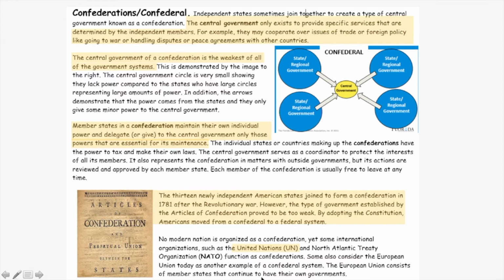And then here's the last little paragraph that tells you what countries or organizations may have a confederation. No modern nation is organized as a confederation. Yet, some international organizations, such as the United Nations and the North Atlantic Treaty Organization, which is called NATO, function as confederations. Some also consider the European Union, which is the EU, today as another example of a confederal system. The European Union consists of member states that continue to have their own government. So they have their own country, but then they're also part of this club that has rules for all of them to follow.